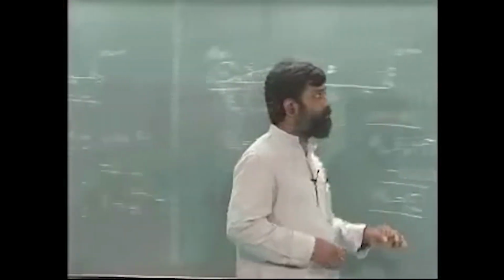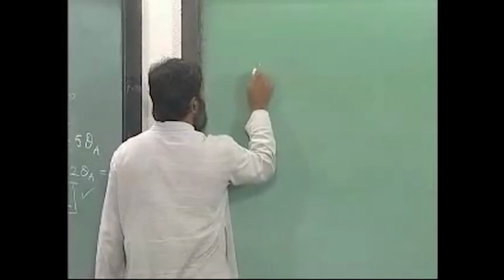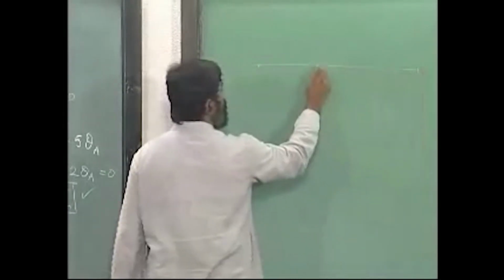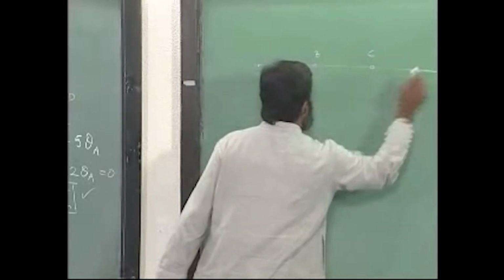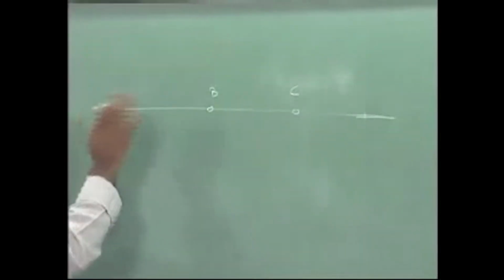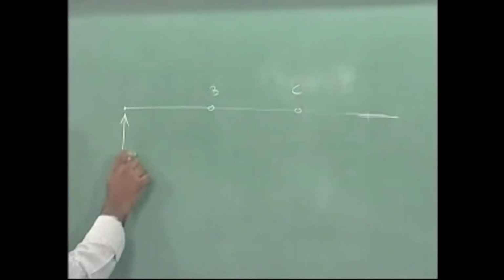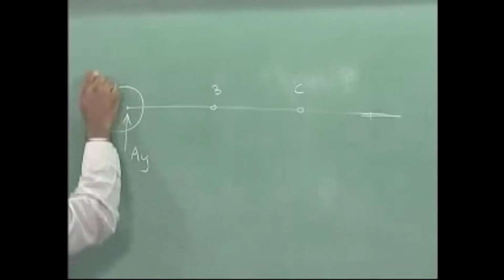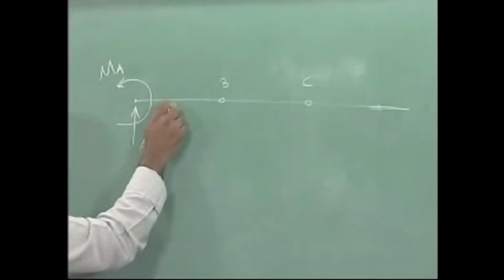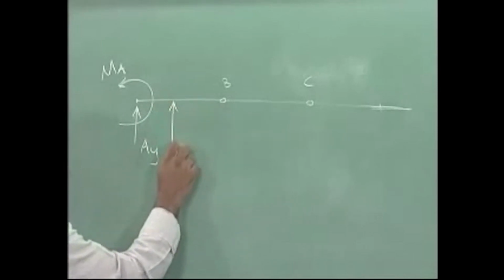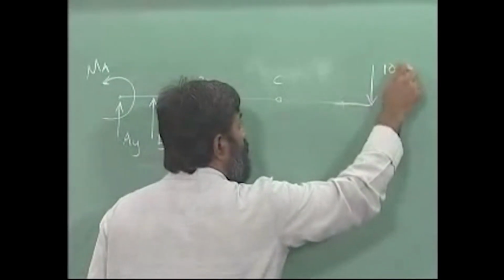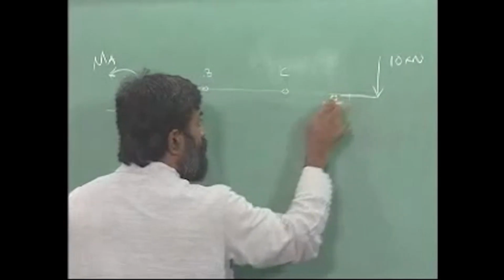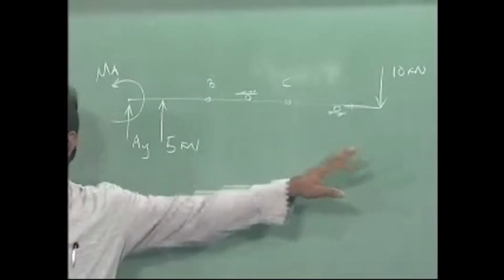The first thing that you have to do is at this point A, if this is stuff, this is B, this is C, what have I released? I have released the support completely. I will have AY and the moment MA acting on this. There will be this active force at the middle equal to 5 kilonewton, here 10 kilonewton. I have these supports still present. This is the body for which I need to find out.